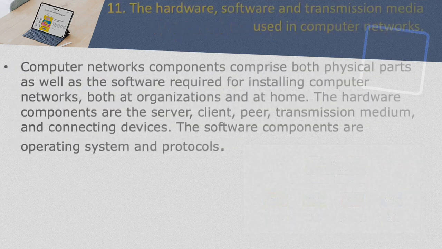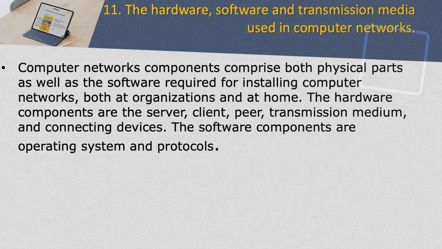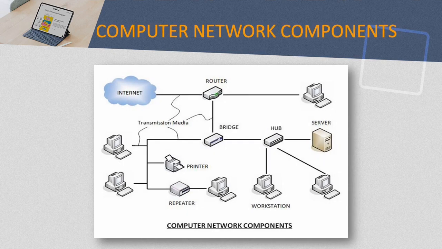Computer network components comprise both physical parts as well as the software required for installing computer networks, both at organizations and at home. The hardware components are the server, client, peer, transmission medium, and connecting devices. The software components are operating system and protocols. A diagram of the computer components.